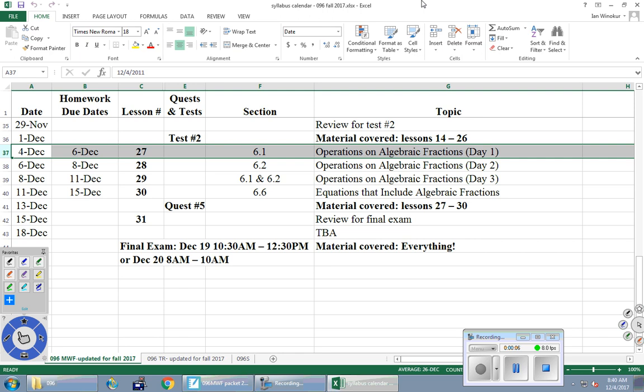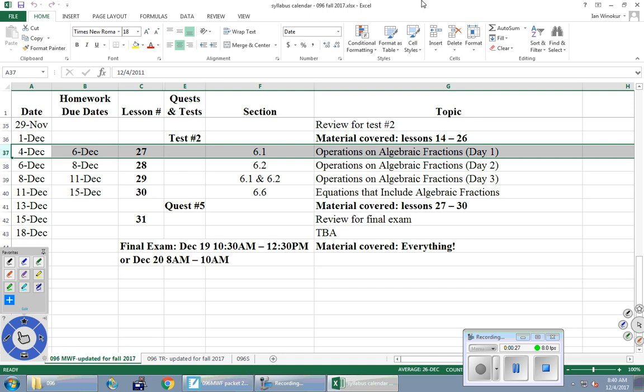Today we are doing our first day on algebraic fractions. Next time is our second day, and Friday is our third day. So this week is all about algebraic fractions. Coming up Monday is our last day of new stuff. That is going to be equations involving algebraic fractions. So this is our last themed topic of the course, is algebraic fractions.